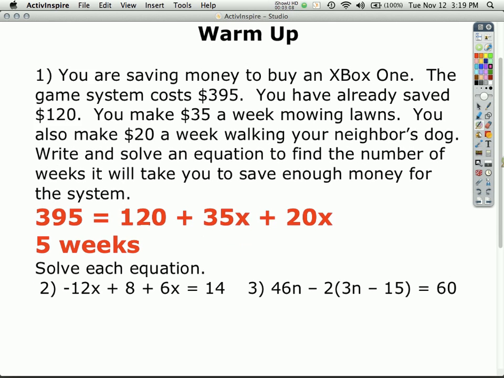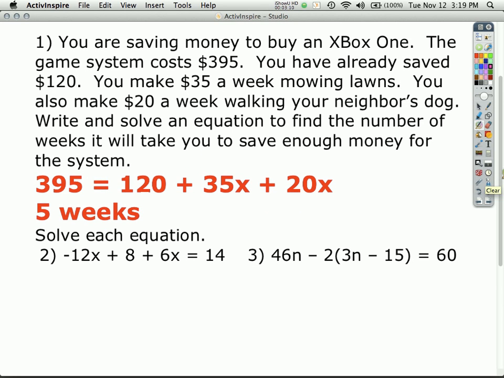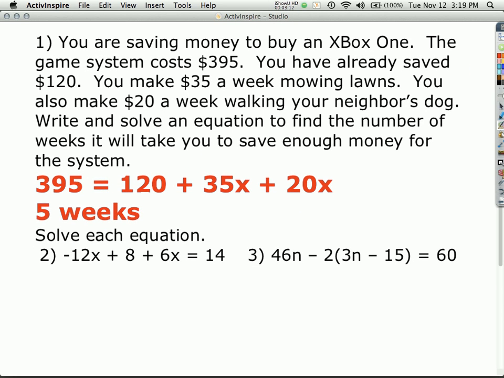So that was working through a real-world scenario. Now some straight-up solving equations. What do we get for number 2? We'll start with Cameron, DeAndre, and then Angela. X equals -1.